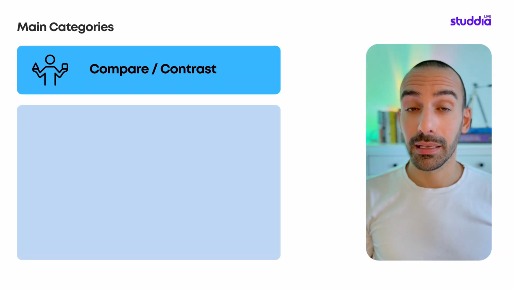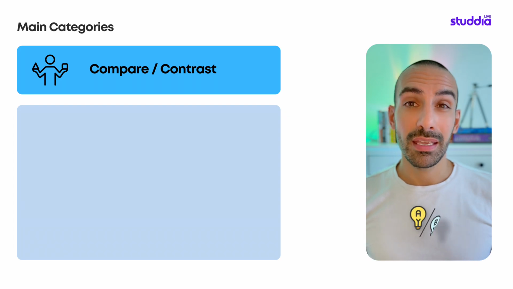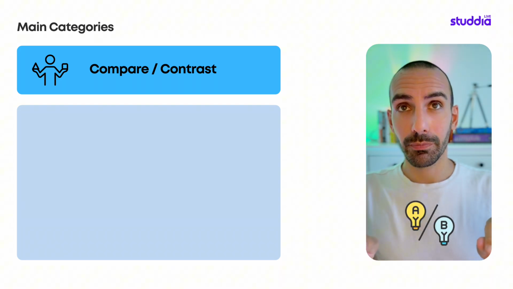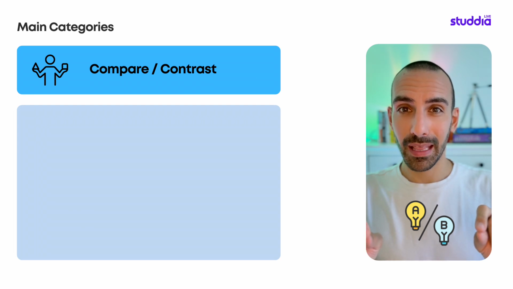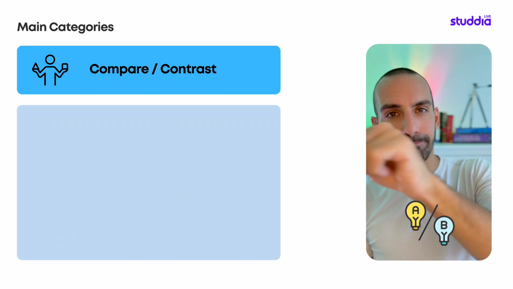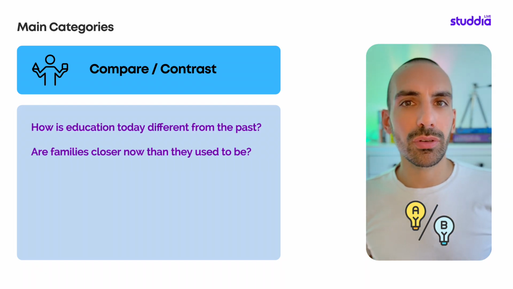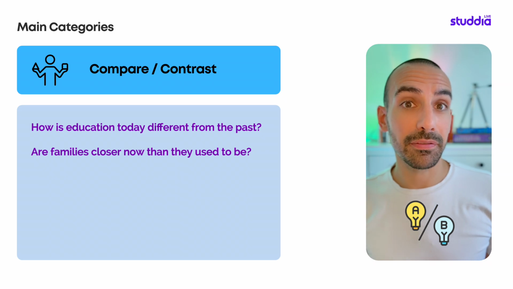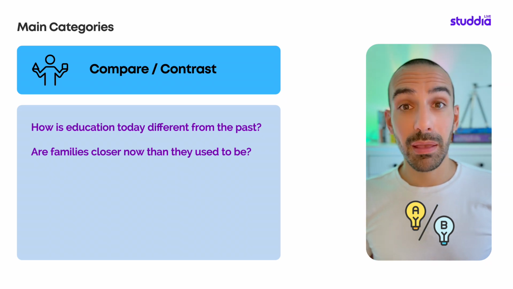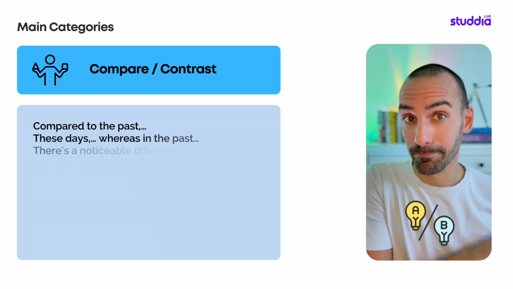Next, we have comparison and contrast questions. These can be about comparing two things in the present or about how something has changed over time. For instance, you might get, how is education today different from the past? Or are families closer now than they used to be?